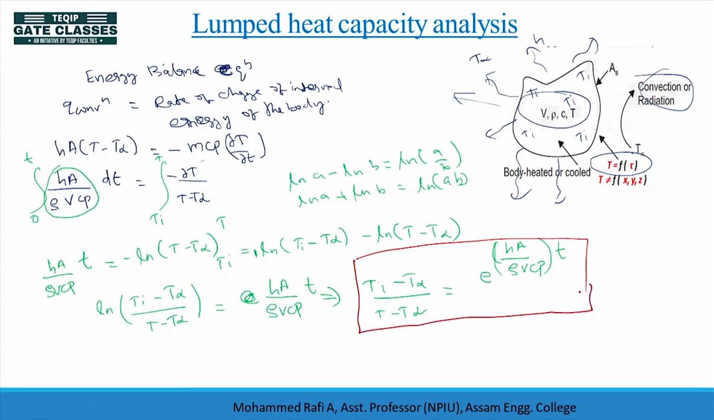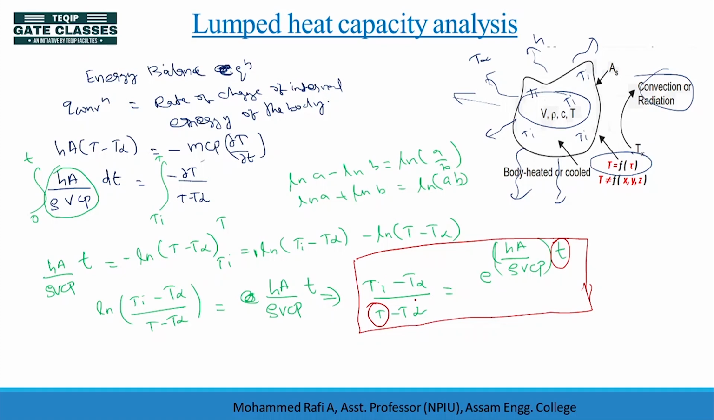So what is the meaning of this? This gives the expression for the temperature profile. At any particular time t, it will give the temperature T. If you know the h value, area, density, volume, and specific heat capacity of the body, and the initial condition Ti and surrounding temperature T infinity, then you can always find out that particular temperature.